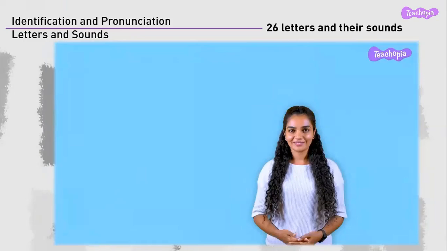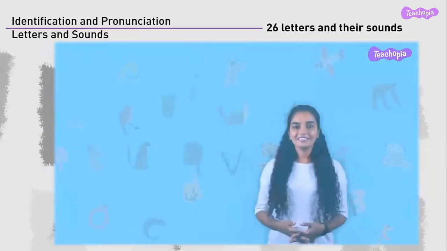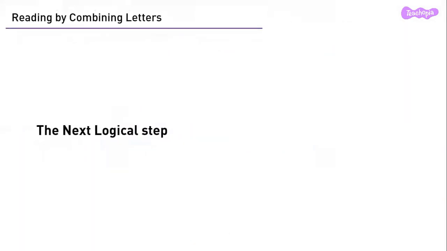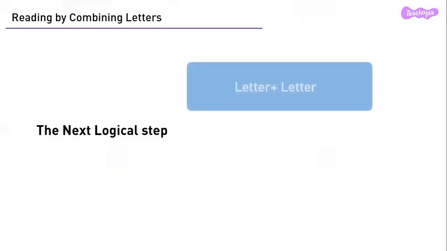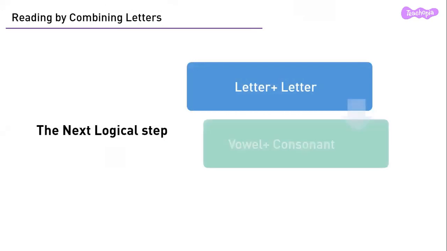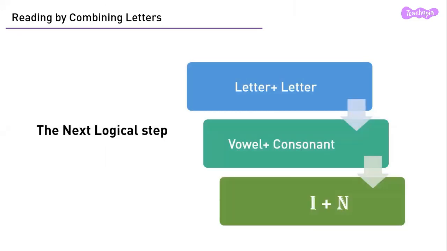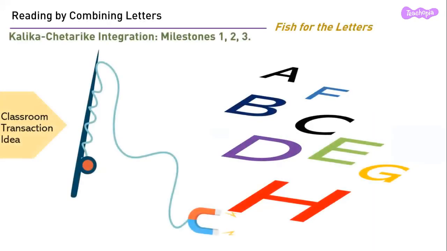The next logical step after learning the sounds of the letters of the alphabet is to combine the letters and read them. This can be done through an activity called fishing for letters.